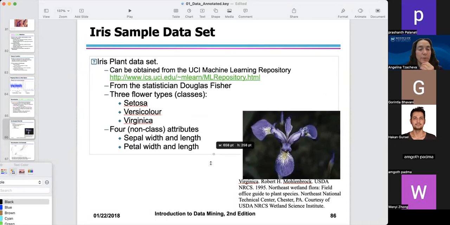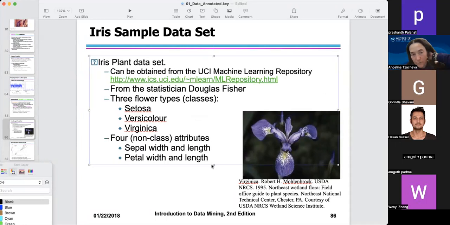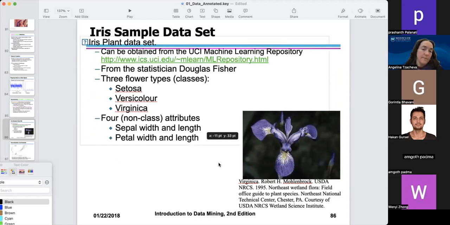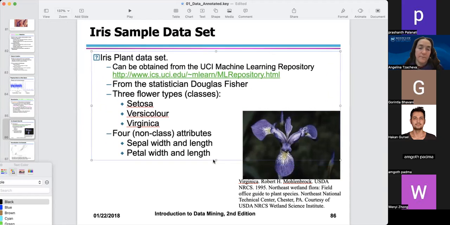This is a very popular machine learning database. The plants, iris plants, that is a flower. And there are 2 or 3 types of those flowers. There is Iris setosa, Iris virginica, and the versicolor type of iris.